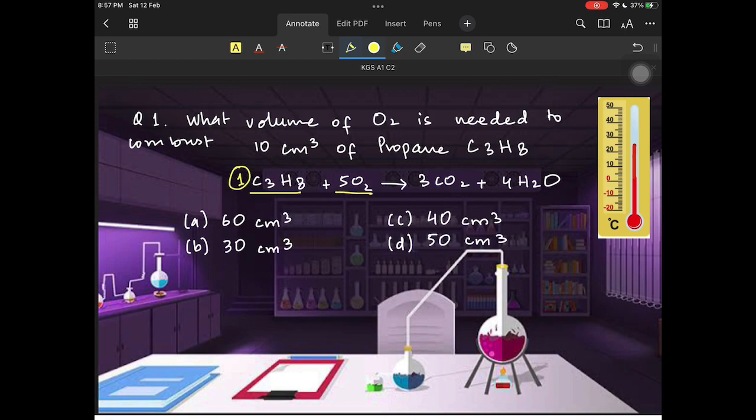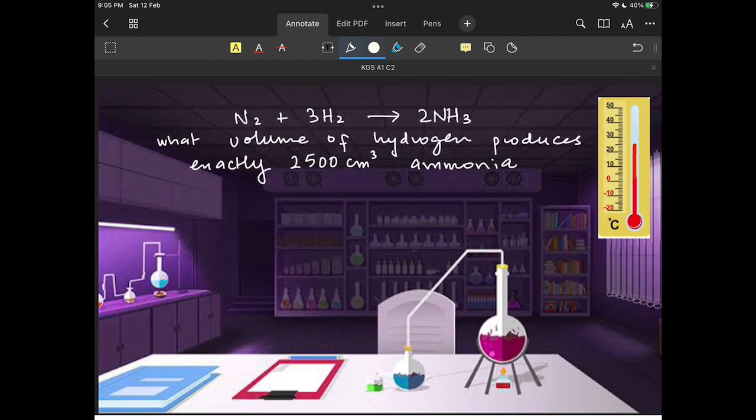So propane and oxygen have a relationship which is 1 is to 5. We have the volume of propane, but we don't have the volume of oxygen. So between propane and oxygen, the ratio is 1 is to 5. If 10 centimeter cube of propane is being used, how much oxygen do we need? It's a simple proportionality. It's going to be 50 centimeter cube, so D is going to be the answer.